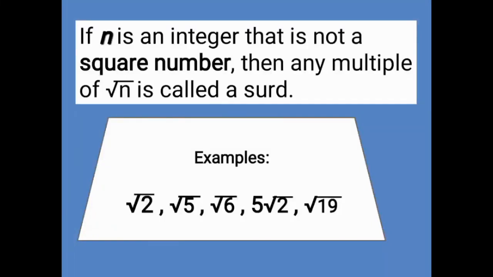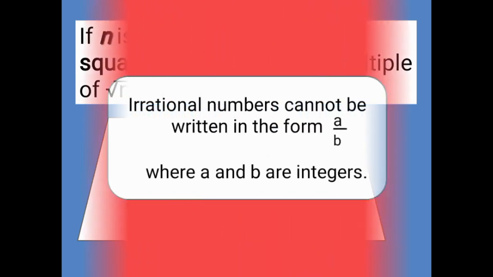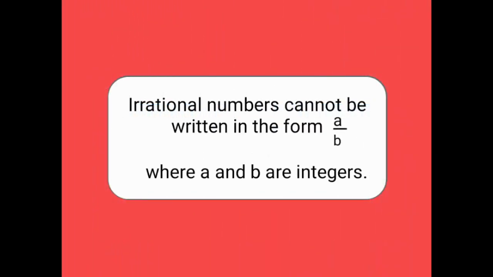If n is an integer that is not a square number, then any multiple of square root of n is called a surd. You can use surds to write exact answers to calculations. Surds are examples of irrational numbers. Irrational numbers cannot be written in the form a over b, where a and b are integers.